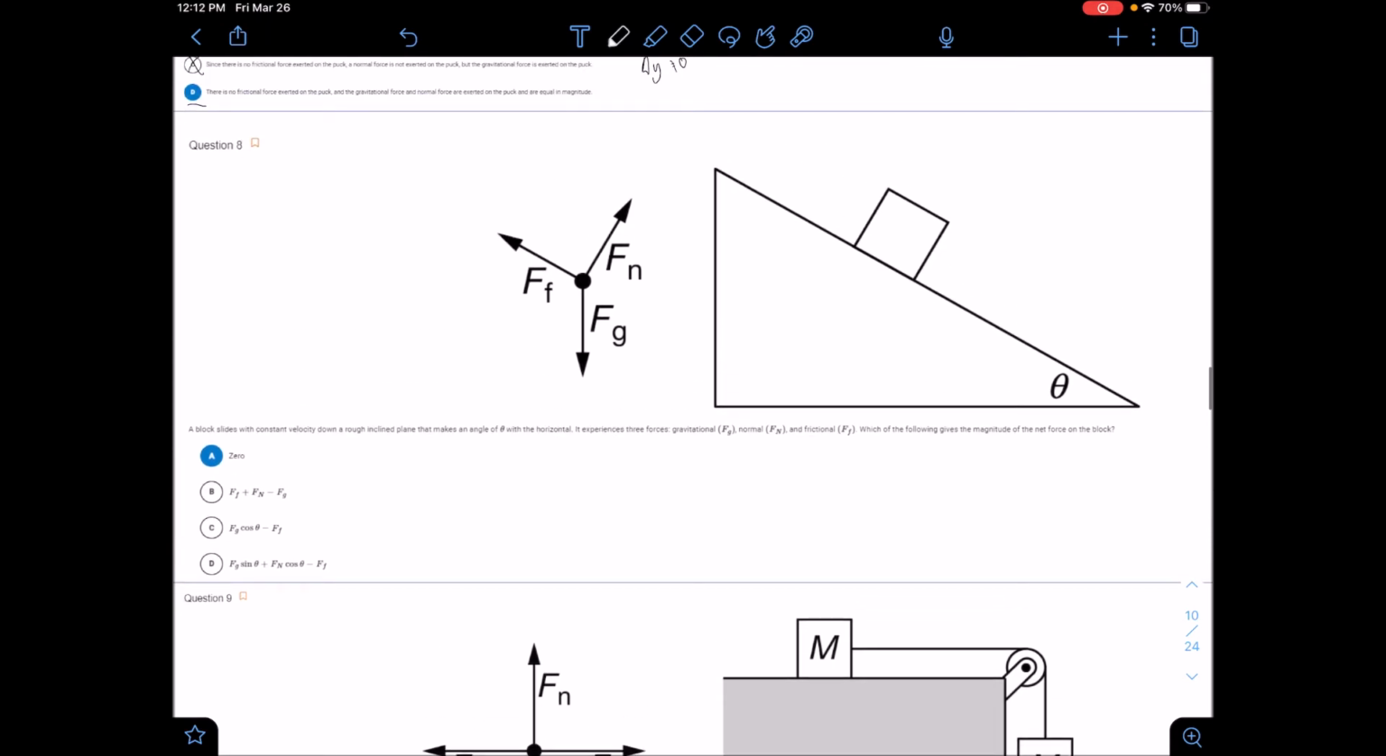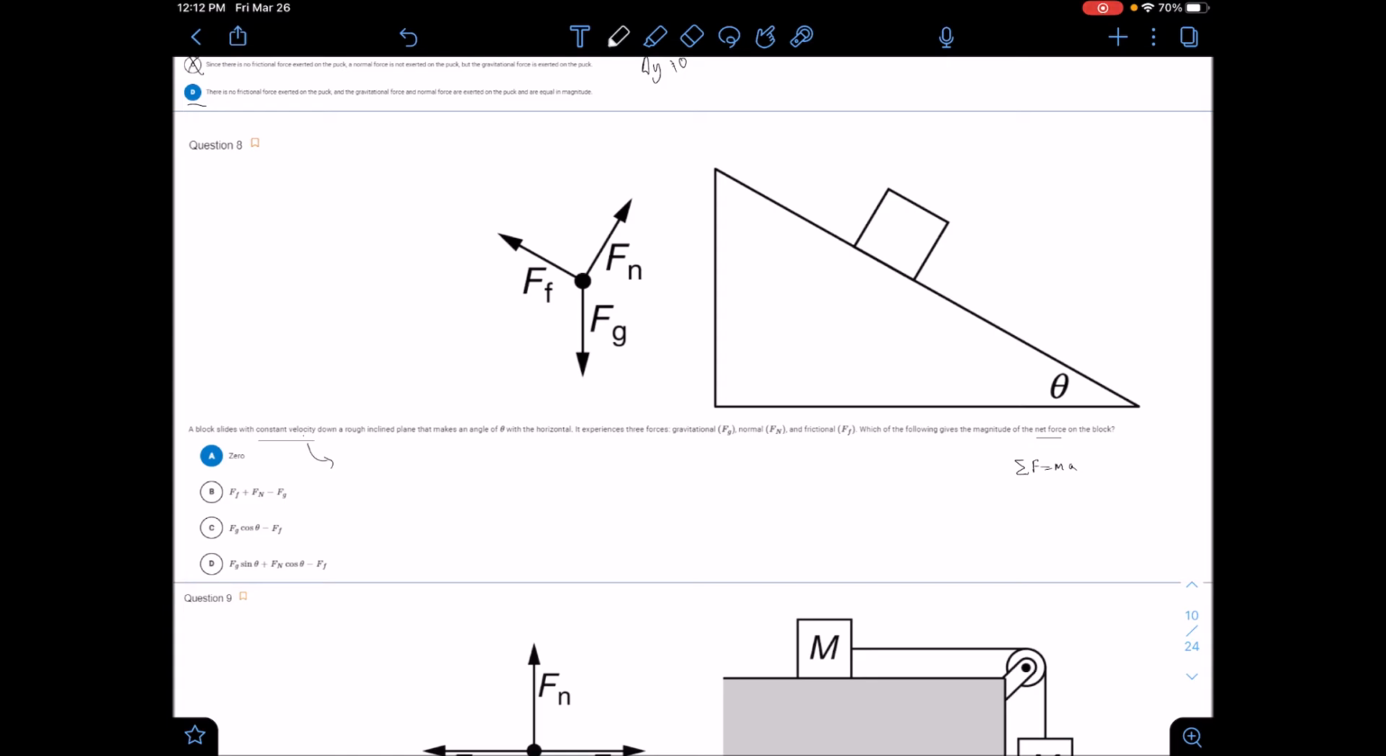Alright, next question. A block slides down with constant velocity down an inclined plane that makes an angle theta with the horizontal. It experiences 3 forces: a gravitational force, a normal force, and a frictional force. Which of the following gives the magnitude of the net force on the block? Okay, net force. So that's telling us force is equal to mass times acceleration.